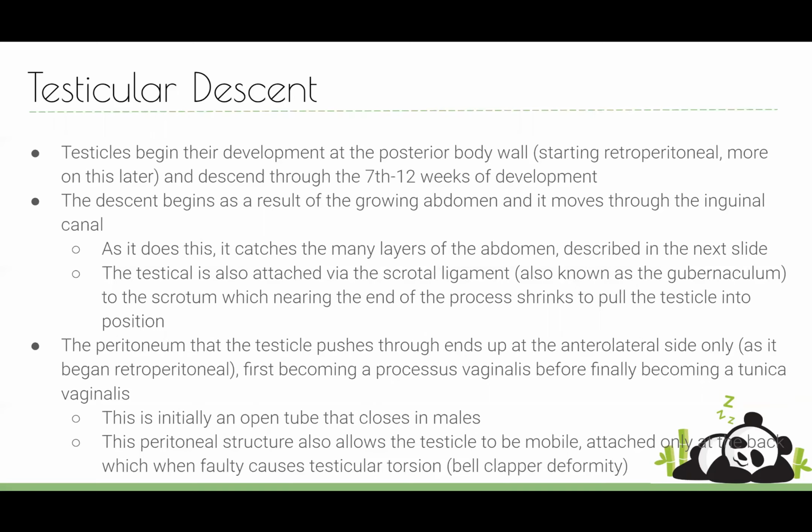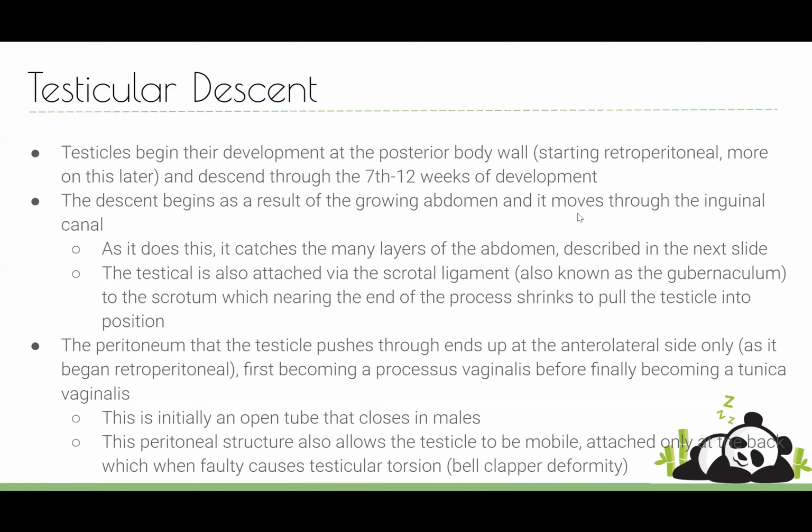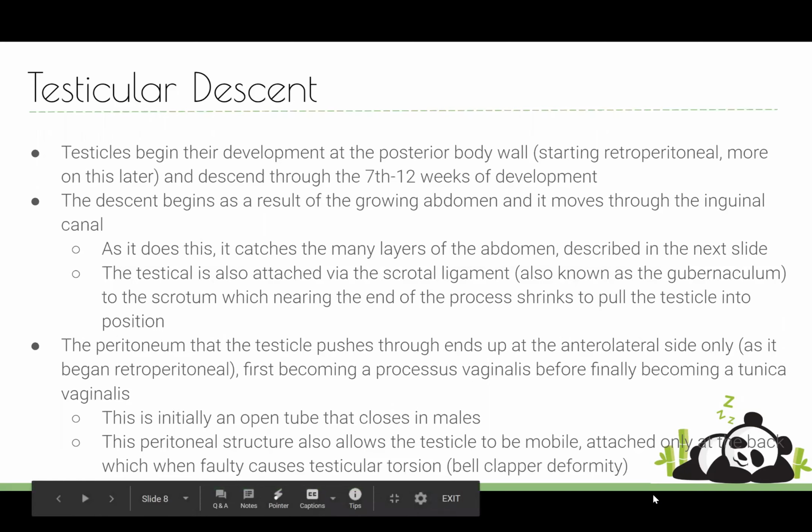The descent begins as a result of the growing abdomen, as in the gubernaculum, which I talk about here, doesn't pull it at the beginning. It moves down towards the testes because of your growing abdomen, and it'll move through the inguinal canal, which I'll talk about in a sec. As it does this, it pulls through all the layers of the abdomen, part 1. And as it goes nearer to the end, the gubernaculum will then shrink, otherwise known as a scrotal ligament, and pull the testicles into position.